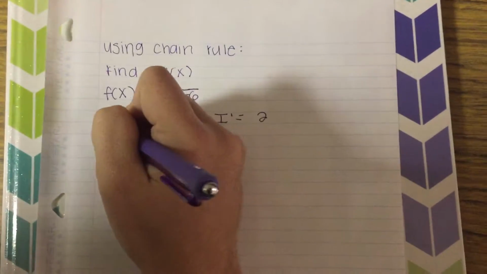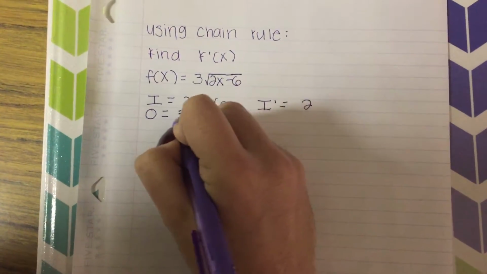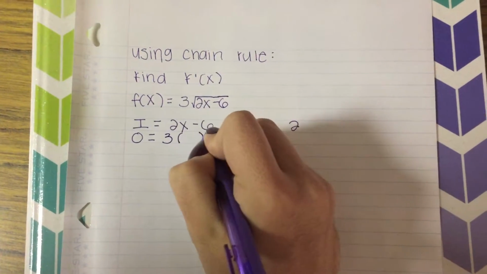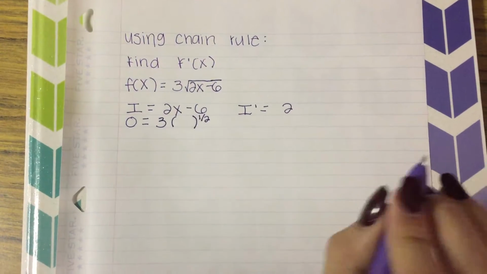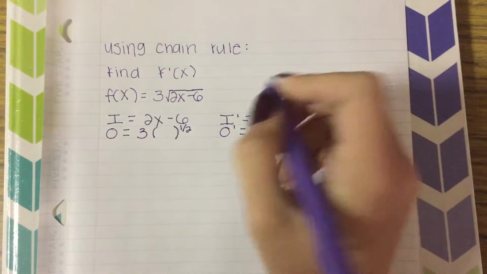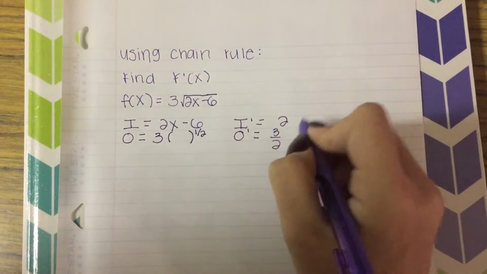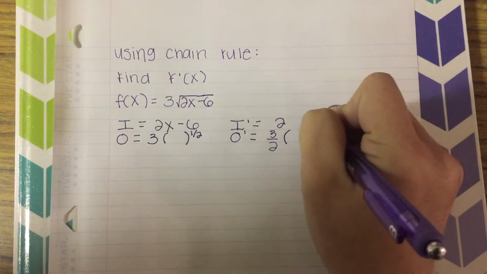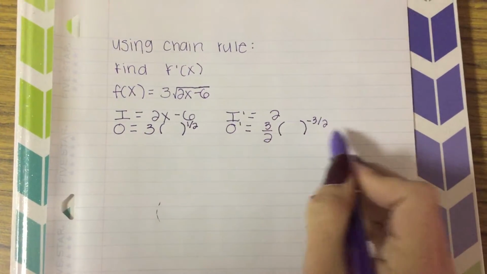So then we're going to find our outside. Our outside is going to be 3, and what I'm going to do is take the square root and convert it to parentheses to the power of 1/2. It's the same thing, just formatted a little bit differently to make it easier on me. Our outside prime is going to be equal to 3/2, and that's just multiplying our 1/2 times 3. Put our parentheses again, and then you're going to end up with negative 1/2. You take your 1/2, take it down 1, and get that 3/2 value.